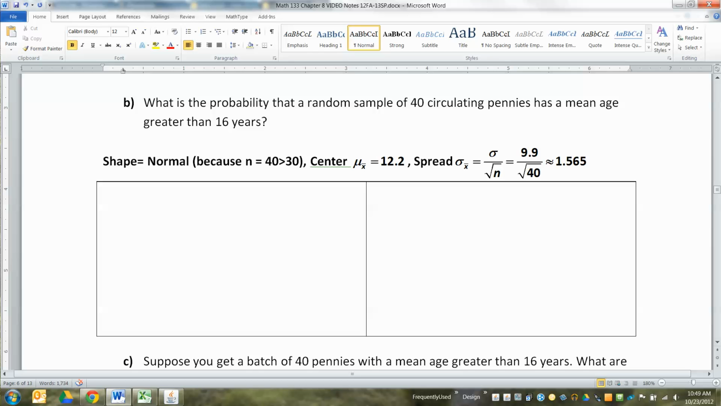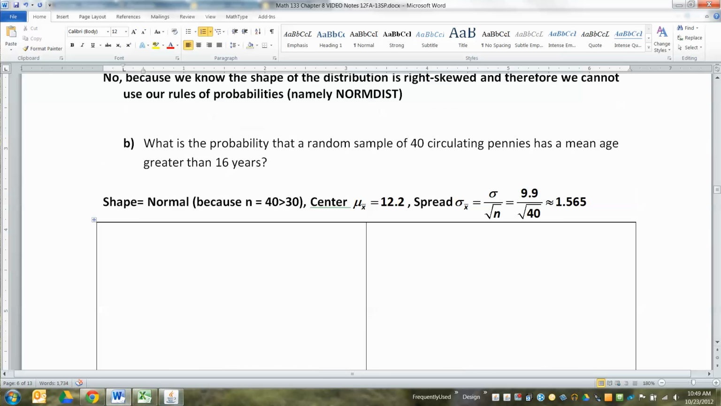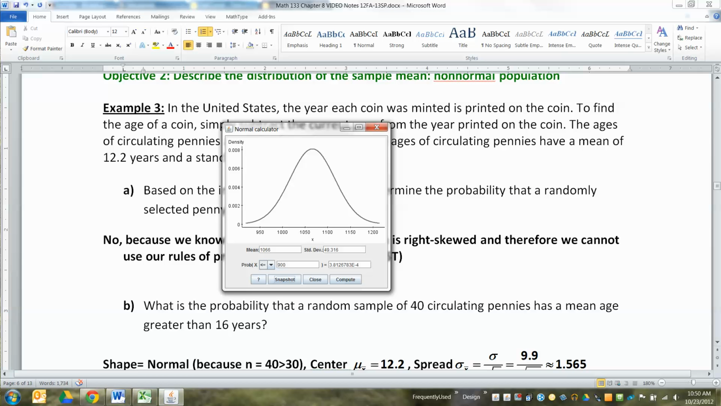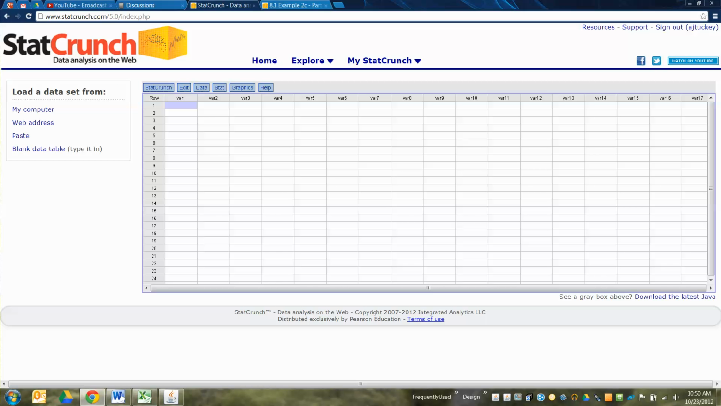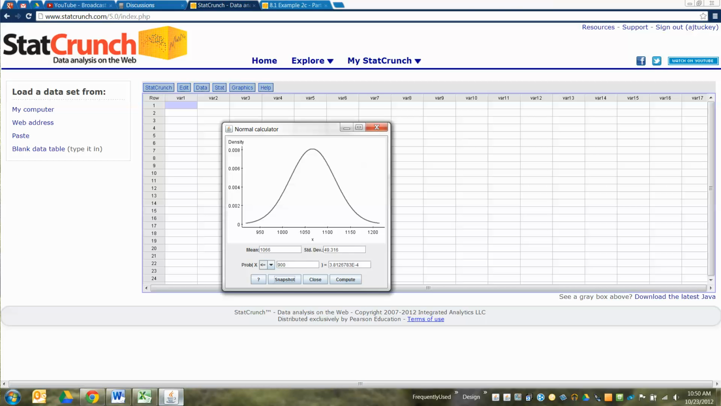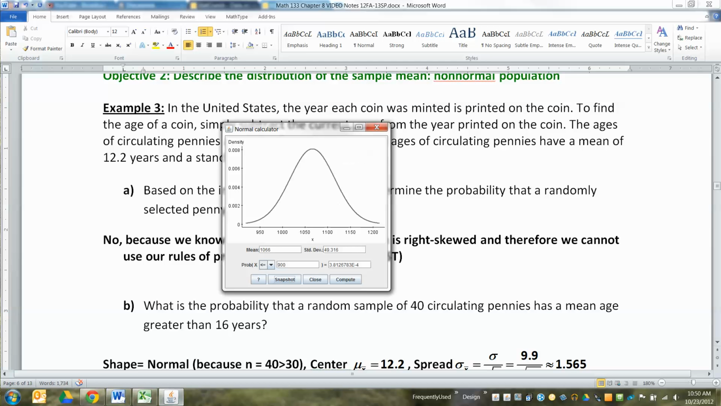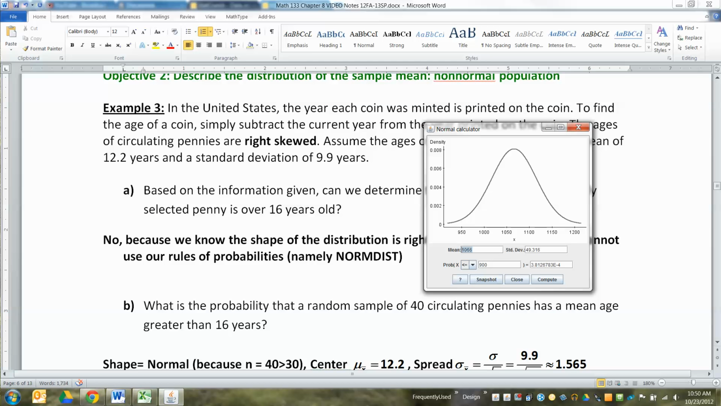Now, what if it was 40 pennies? That you could do. So, probability that a random sample of 40 circulating pennies has a mean age greater than 16 years. Okay, so let me pull up StatCrunch right here, which I have down here in my little Java thing, or you can go to StatCrunch and grab it here. Okay, so my mean is 12.2, my standard deviation.